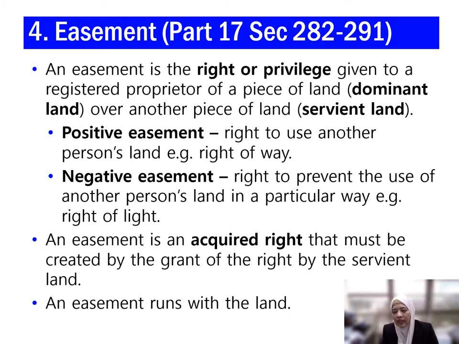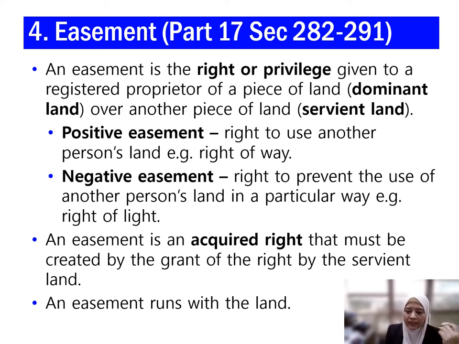Right of light is very interesting. Say you have your land and your neighbor's land, and the sunlight comes from this direction, for instance. Say there are two parcels of land. You want to guarantee that the sunlight reaches your land. You can prevent your neighbor from building too high, because if the building is too high, it may prevent sunlight from reaching your land.